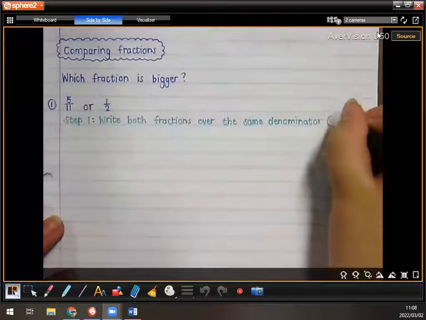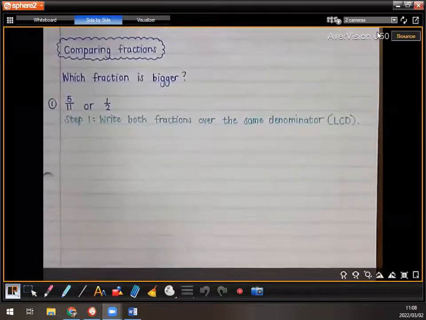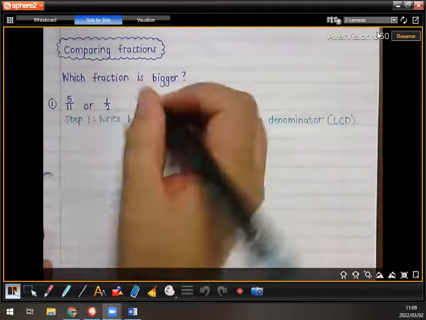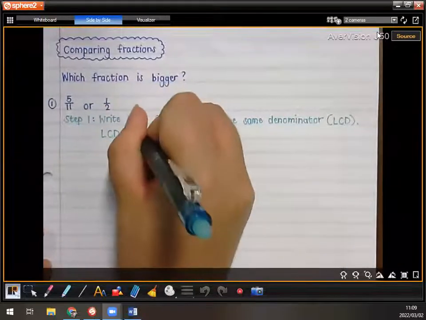And that denominator is going to be the LCD. Okay, so we've already practiced finding LCDs a little bit. We're going to practice that again now. So let's think, the smallest number that 11 and 2 can divide into. Yes, 22. We agree with that. The LCD here is 22.